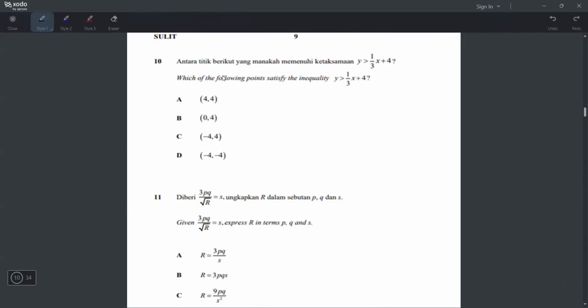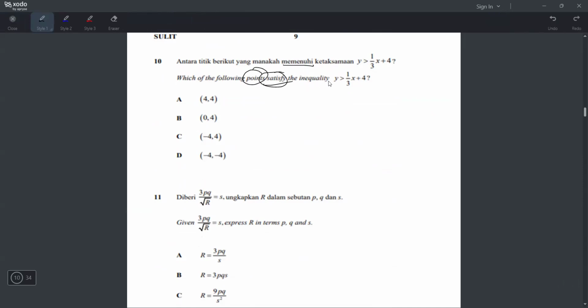Okay, number 10. Which of the following points satisfy the inequality y bigger than 1 over 3x plus 4? Satisfy in Bahasa Melayu is memuaskan. Okay, this one they write memenuhi, but it's the same, memenuhi or memuaskan. So what is the meaning of satisfy? It means they're asking you which of these points is within the shaded region.